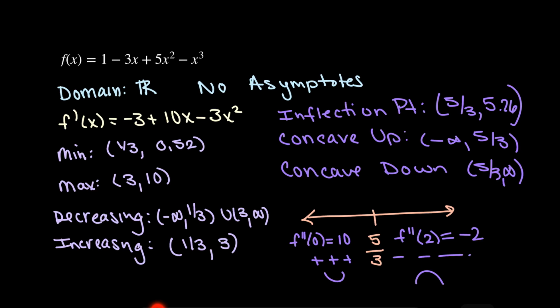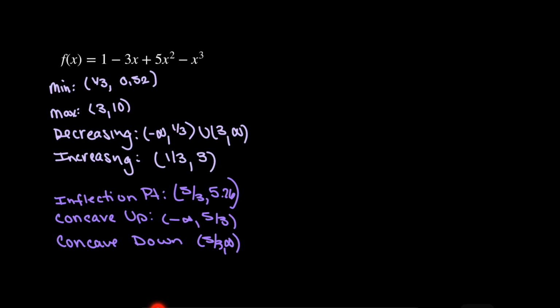All right, so we have completed our analysis. We have looked at the domain, all real numbers, asymptotes, there aren't any. We analyzed our first derivative, and then we analyzed our second derivative. So now finally we're ready to put all of this information together into a really nice graph of this function.